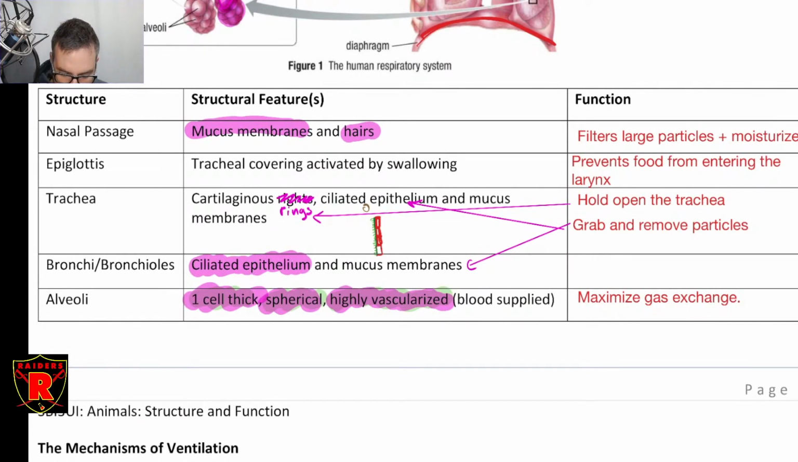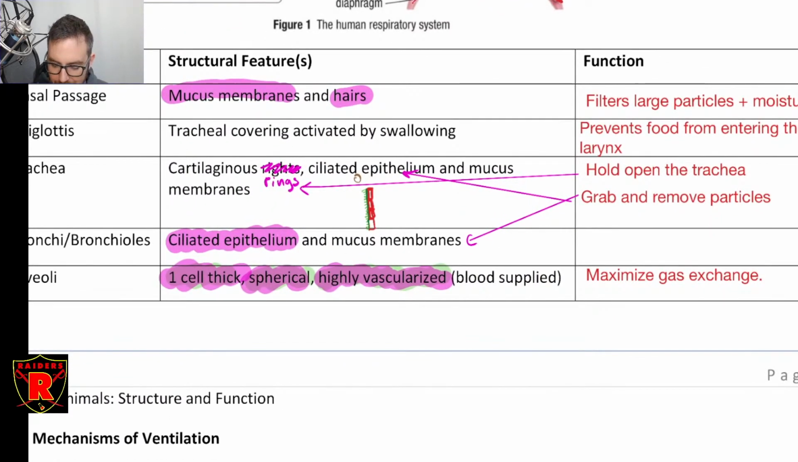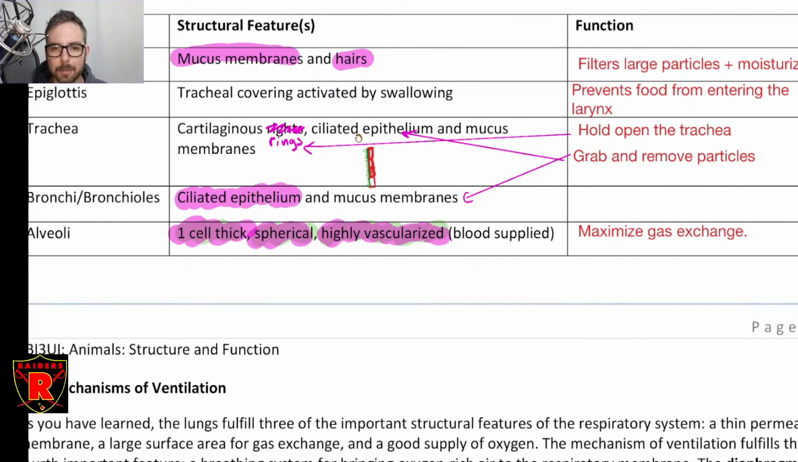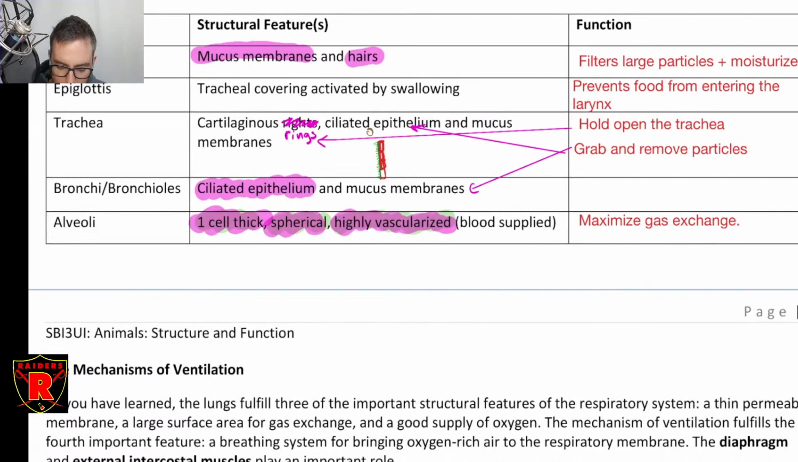Anyway, the trachea has some cartilaginous rings, ciliated epithelium, which we just mentioned is sort of like a cleaning system, and it also has mucus on the inside for picking up particulate matter and moisturizing. The bronchi and bronchioles also have that ciliated epithelium and mucous membranes, and the alveoli, their main structural feature is that they are very thin. One cell thick, spherical for maximum surface area to volume ratio, and they are highly vascularized, which just means that they have lots of blood vessels associated with them. Lots and lots of blood supply for max gas exchange.